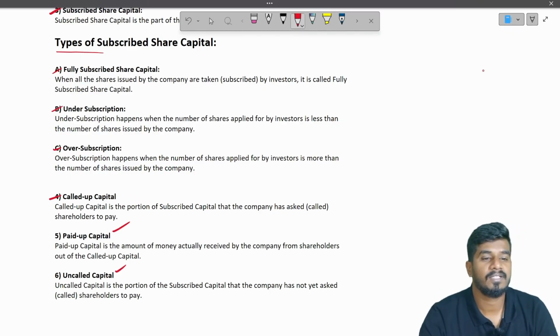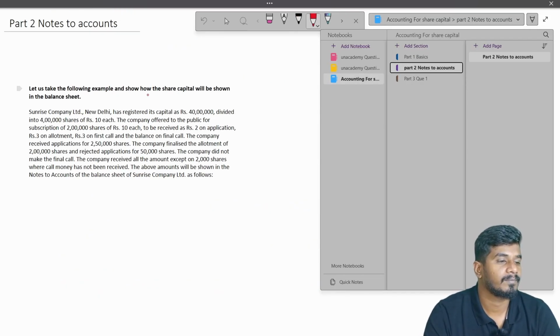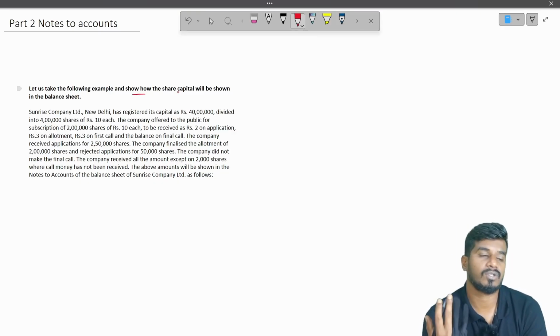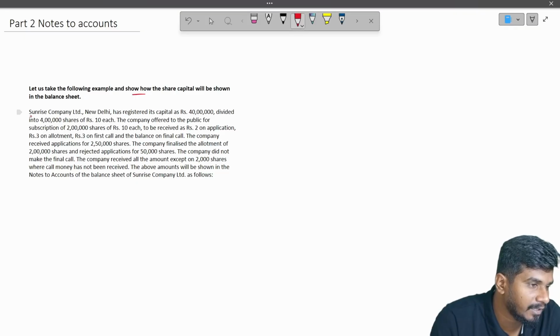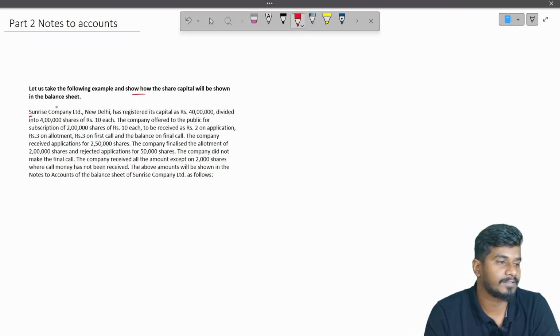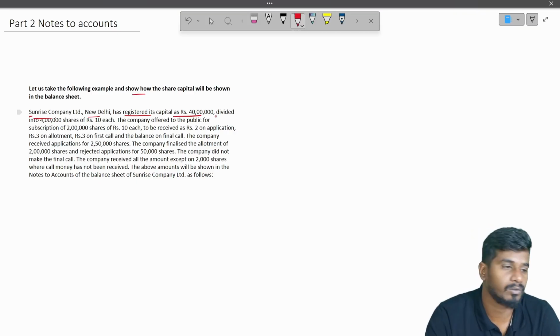Right. So in this class, we will understand how the share capital will be shown in the balance sheet. Correct. So let us understand that. Before that, we will read the question and then we will understand part by part. Right. So let us start. Sunrise Company Limited, New Delhi, has registered its capital 40 lakh rupees.